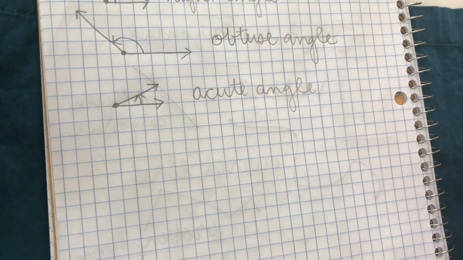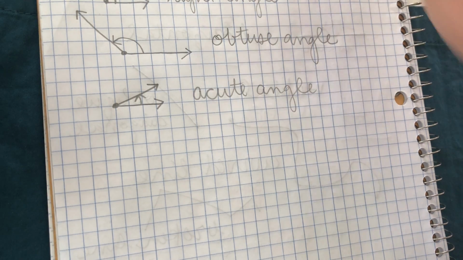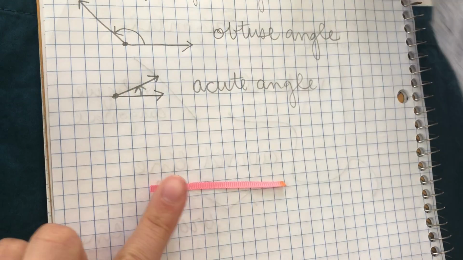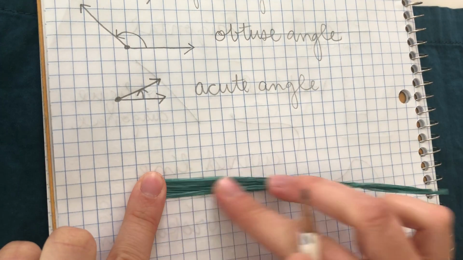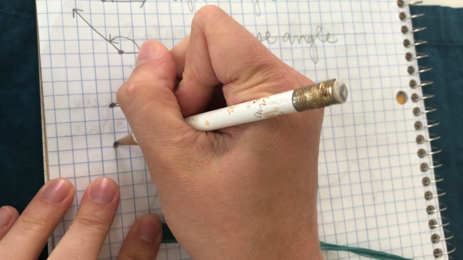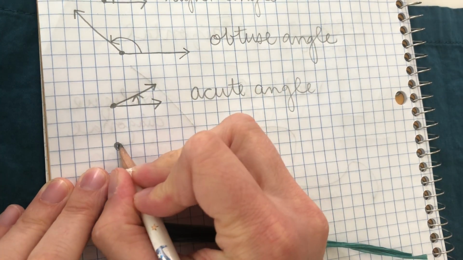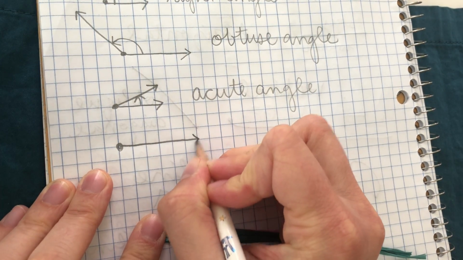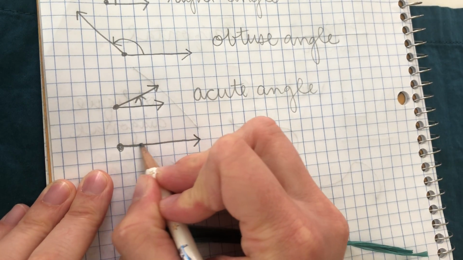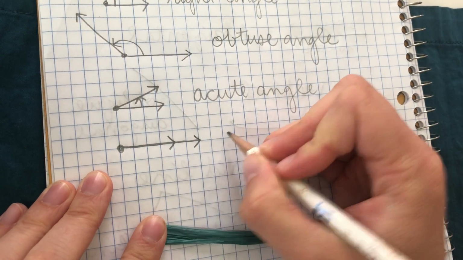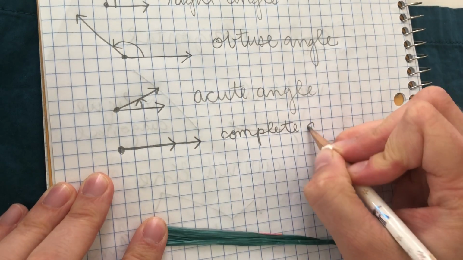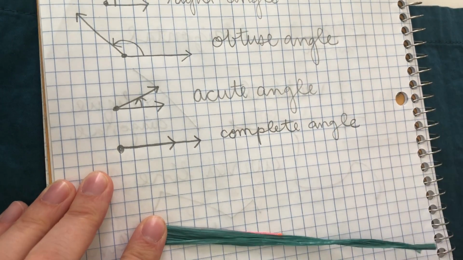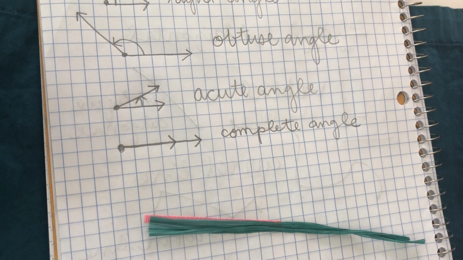All right. Now, remember when I had the two lines and they kind of overlapped? That was called a complete angle. So here, I'll draw a picture of what that would look like. Here's my line. You could also use a ruler there. And then my other line goes right over it. It's called a complete angle.